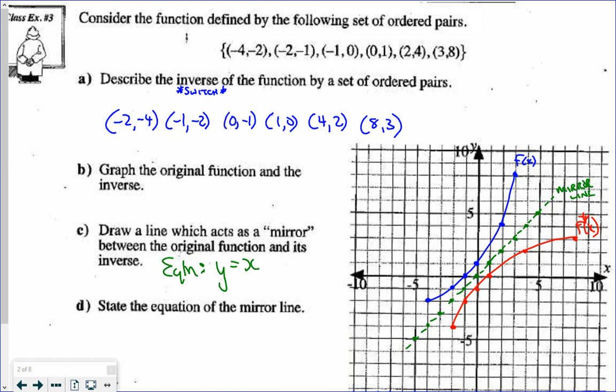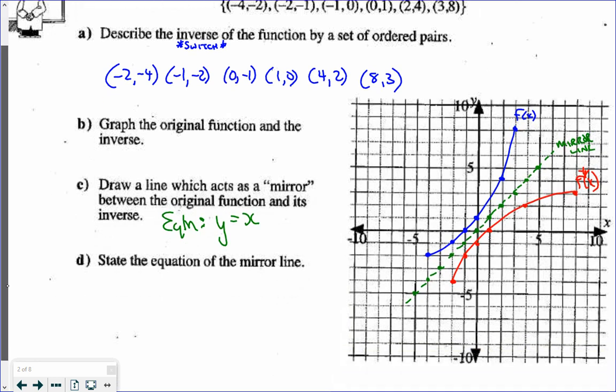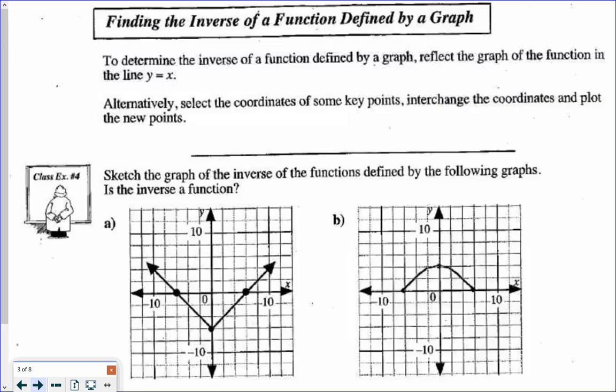So I hope you can visually see that if I were to flip my blue line across my green line, it would lie directly on the red. Okay, so to determine the inverse of a function defined by a graph, reflect the graph of the function in the line y equals x. So again, this is your mirror line.